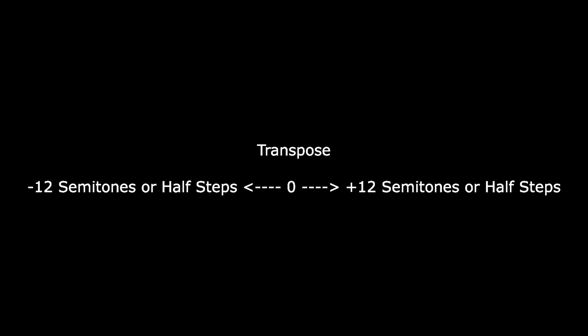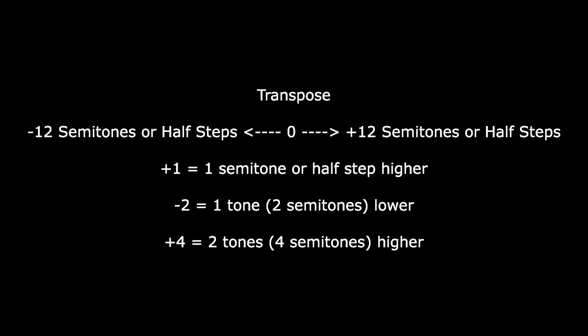You also see this option for transposing on most of your keyboards. You will see that the numbers go from 0 to 12 or 0 to minus 12. 0 means no transposing. Plus 1 means go one semitone higher. Minus 2 means one tone lower or two semitones or two half steps lower. Plus 4 means 4 semitones or 4 half steps higher, or 2 tones higher, and so on.